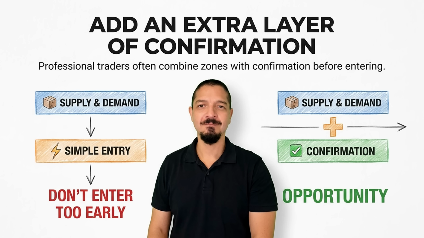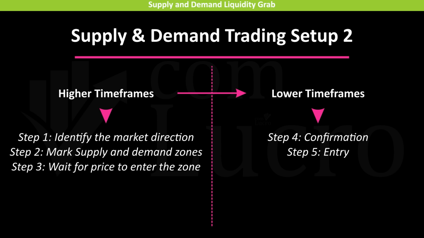Let us see how that works. We follow the exact same principles we discussed earlier. The only difference is that we refine our execution by dropping down to a lower time frame for confirmation and entry. This approach can be applied to any market and does not depend on a specific time frame. The key rule is simple. Your execution time frame should be roughly 2 steps lower than your higher time frame.